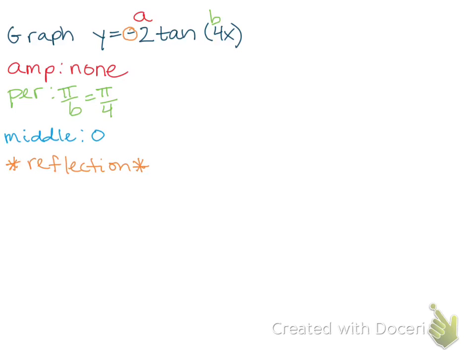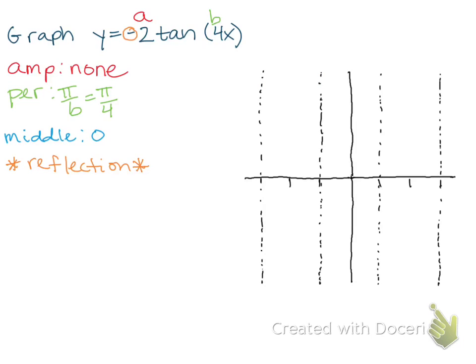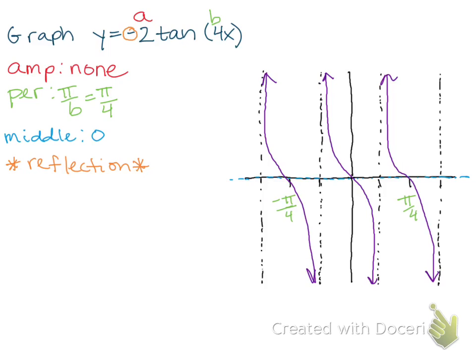But remember, this is a reflection. So when I draw it, instead of going up on the right, down on the left, it's going to be up on the left and down on the right. It's still going to turn at 0, though. So go ahead and draw your x and y axis. Dotted lines on 1 and 3. On 2, I'm going to put pi over 4 and negative pi over 4. I put a dotted line at my middle, which happens to be 0. And so here we go, drawing 3 cycles of tangent. In this case, because it's a reflection, it's up on the left and down on the right.